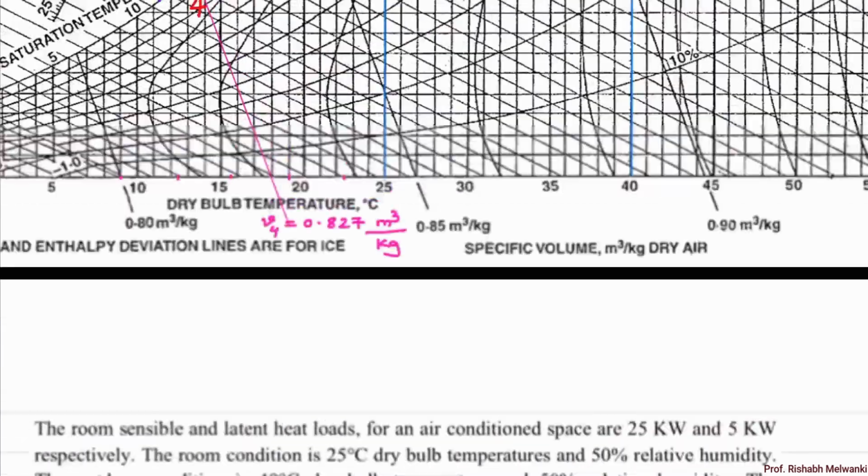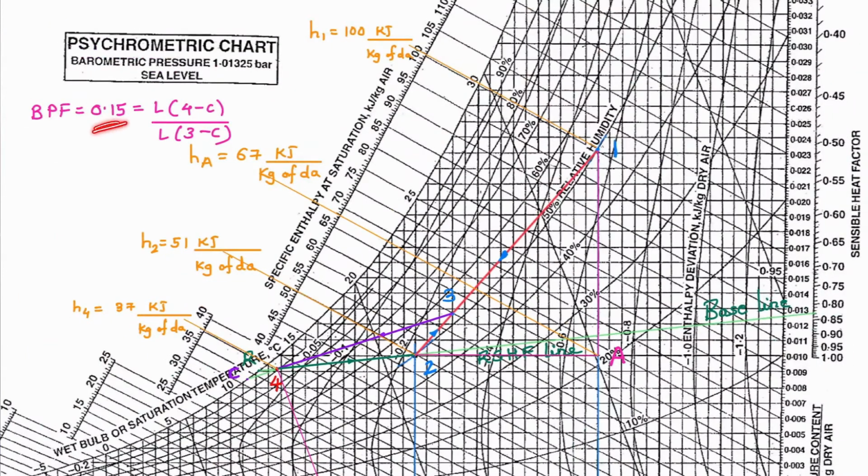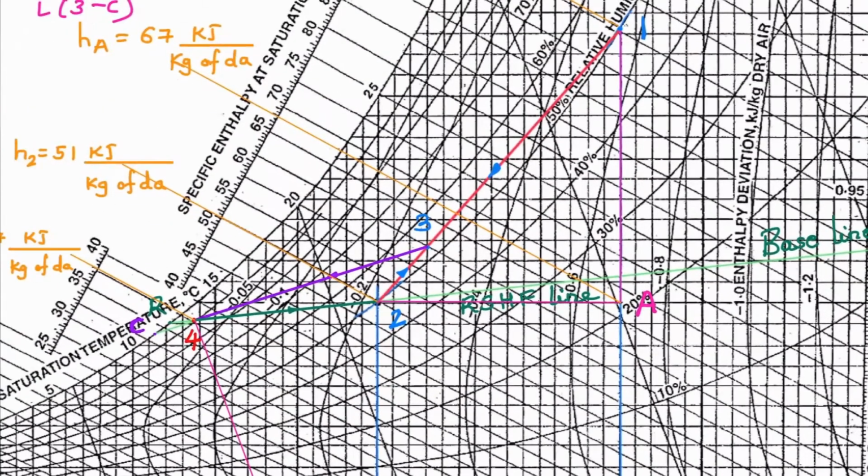So here, if you go back to the psychrometric chart, I have done the same. I have drawn the 3C line in such a way that length 4C upon length 3C, this is equal to the bypass factor, and that is equal to approximately 0.15. So we have completed the process on the psychrometric chart.